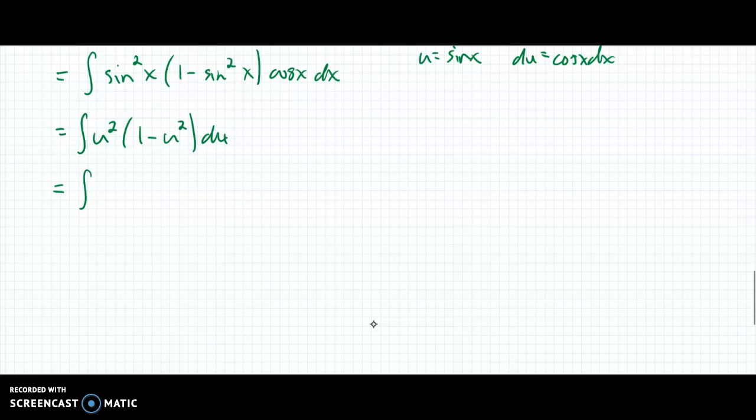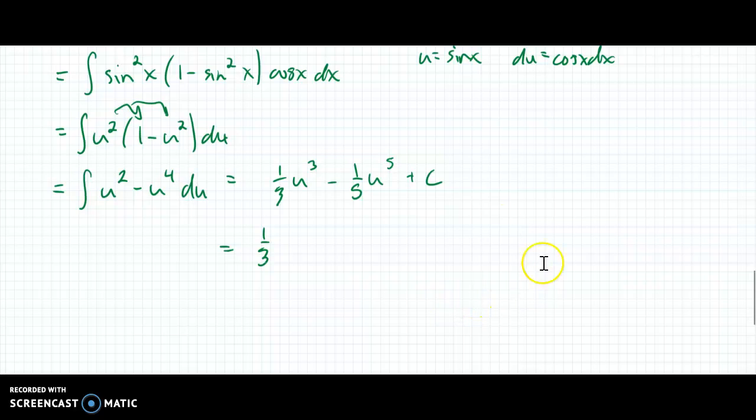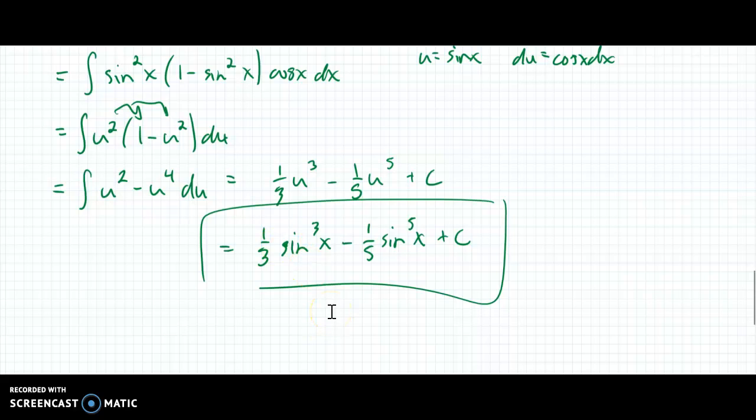So what do I get when I distribute this in? I get the integral of u squared minus u to the 4th du, which gives me 1/3 u cubed minus 1/5 u to the 5th plus c, and u was sine, which gives me 1/3 sine cubed x minus 1/5 sine to the 5th x plus a constant. Hopefully you see that these are not that bad to do the integral of, and you should be able to do some on your own.